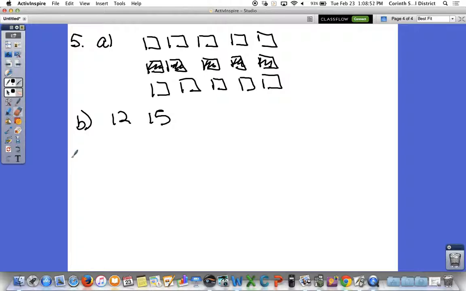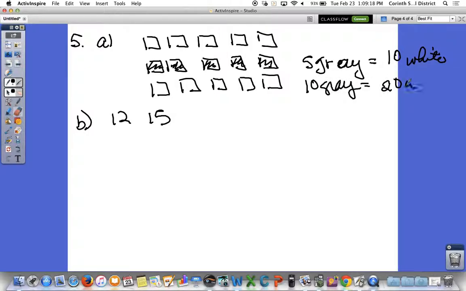Okay, it says how many white squares does this pattern have if one of the patterns in the sequence has 10 gray squares. So this one has 5. So 5 grays equals how many whites? 10 whites. So 10 grays would equal 20 whites. And we could have set up a proportion to solve that, but that's pretty straightforward.